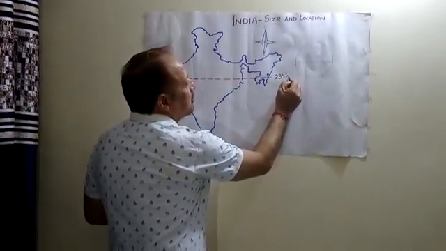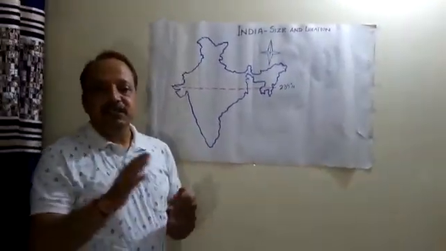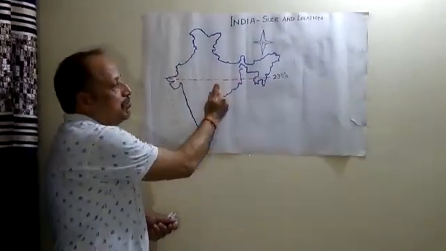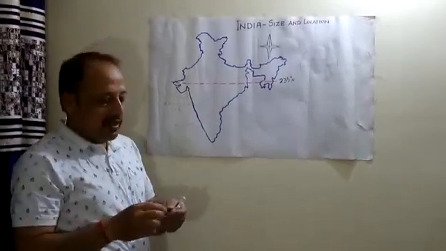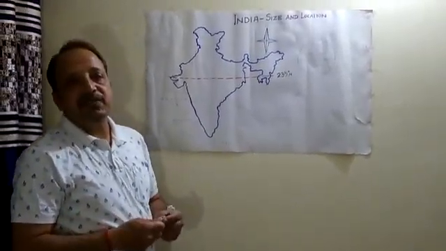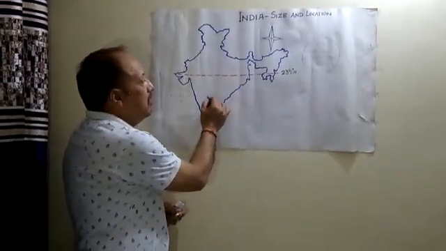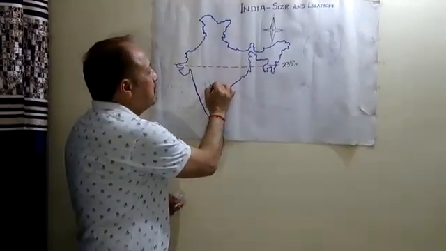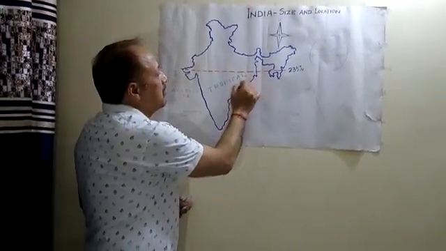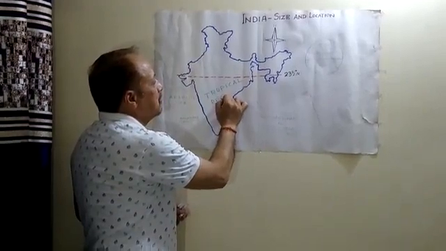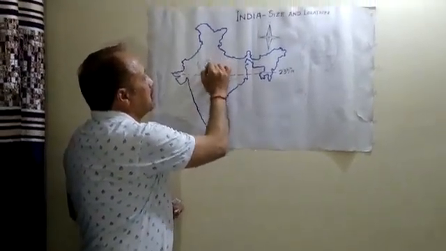And this only divides India into two halves. This important latitude that divides India into two halves, we call it the Tropic of Cancer. The southern part we call the tropical region, and north of it is called the subtropical region.